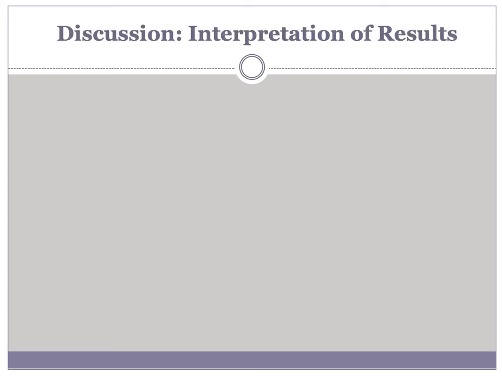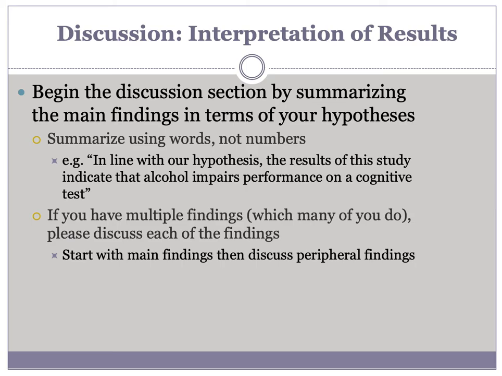So let's unpack a little bit more what we mean when we say interpret the results. You would want to begin the discussion section by restating really briefly the key findings that were already specified in your results, but you would do so in terms of your hypothesis. Like, did it support your hypothesis or not? And summarize using words, not numbers. Numbers can be relegated to your results section. An example of this would be, for your discussion, in line with our hypothesis, the results of this study indicate that alcohol impairs performance on a cognitive test.